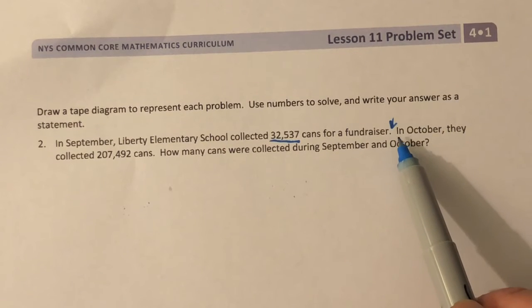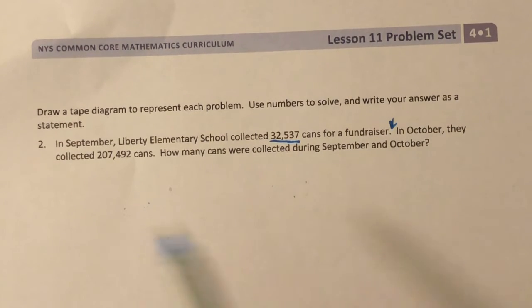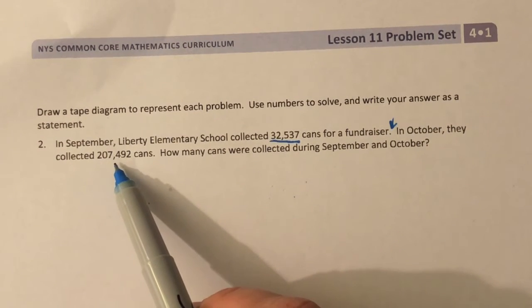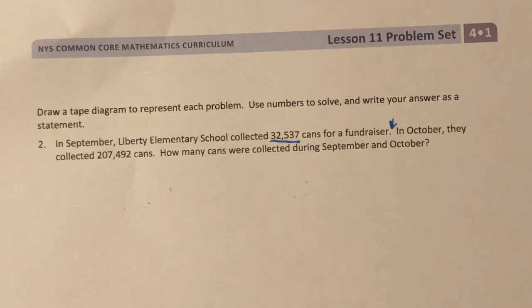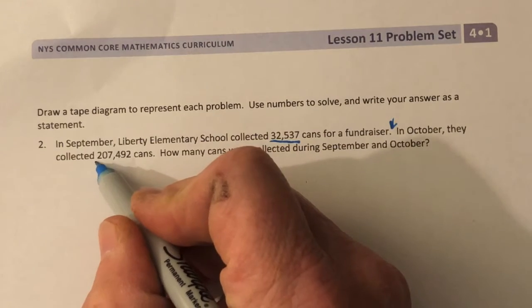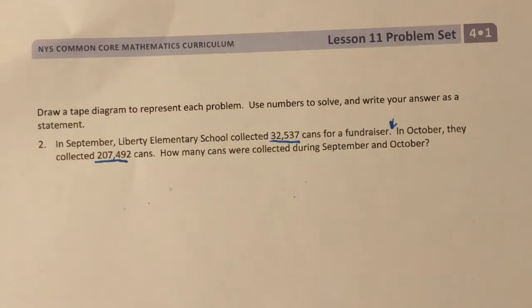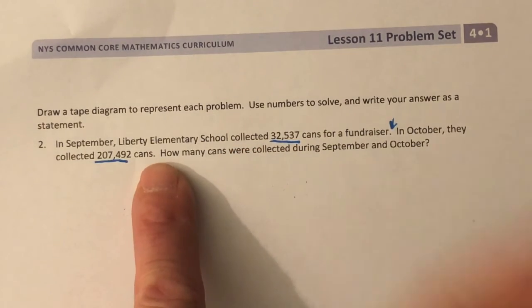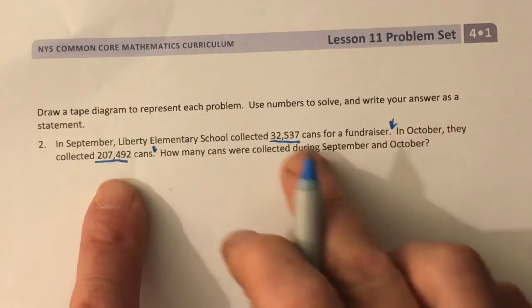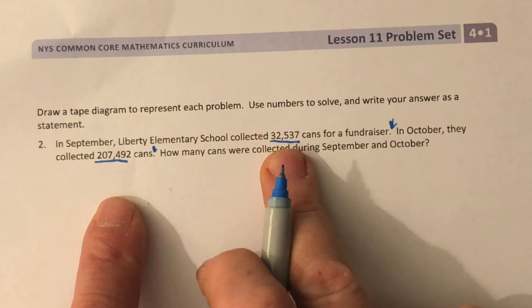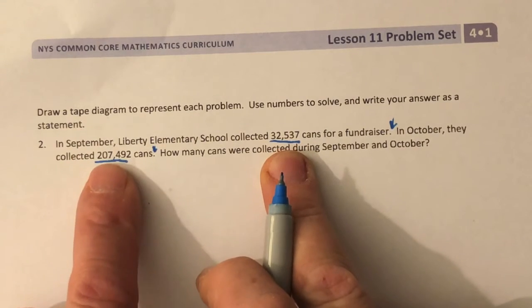Now I'm gonna move on to the second sentence. In October, they collected 207,492 cans, which is a whole lot more. Okay, so that's a lot of cans. Now, the next part, see the period stop here? So I see that they have September and October. They collected this amount of cans in September, this amount of cans in October.